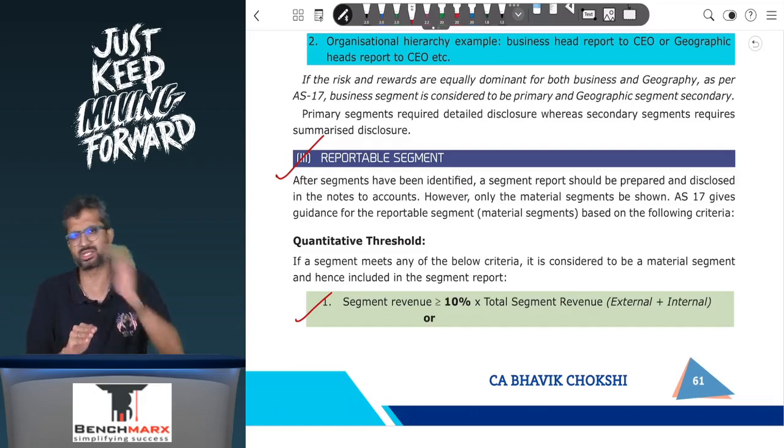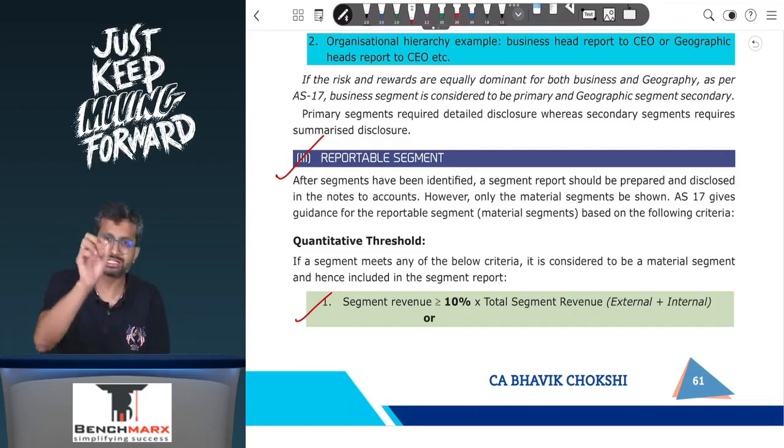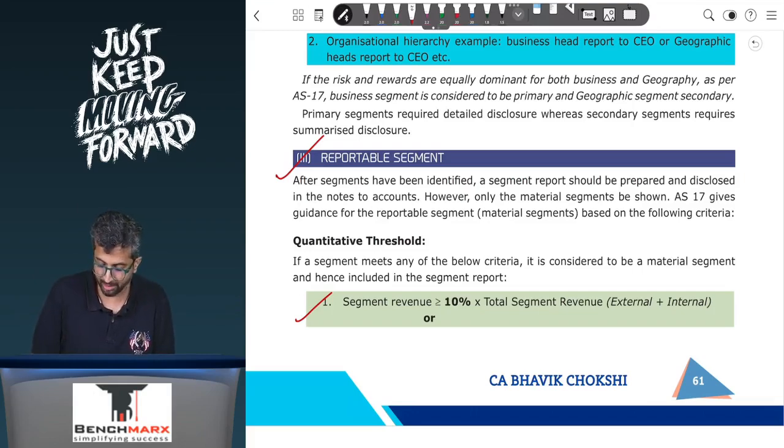It can be at cost, at market price, above cost, above market price, below market price, as long as you disclose it, what is the inter-segment pricing, and apply it consistently. So the first thing you have to remember is the segment revenue is greater than or equal to 10% of total segment revenue, which is external and internal both.